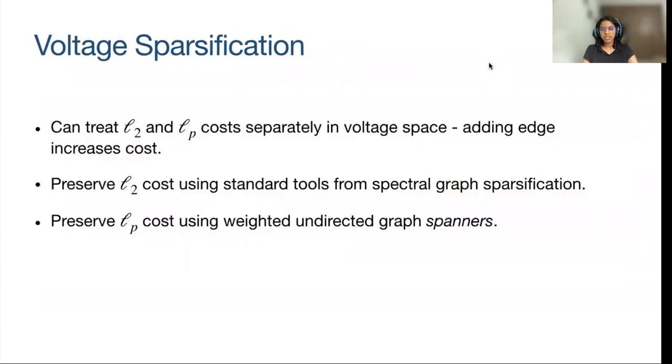So now in the voltage space, we can actually treat the L2 and LP costs separately, unlike the flow space. Because at a high level, if you have a graph and you're sending 1 unit flow from S to T, adding an edge only reduces the cost of the total flow. Basically, you can divert the flow through that edge. But in the voltage space, adding an edge only increases the cost. So now we can treat them separately. We'll use some standard spectral graph sparsification tools to preserve the L2 cost. And for LP cost, we'll use some weighted undirected spanners, which we'll define now.